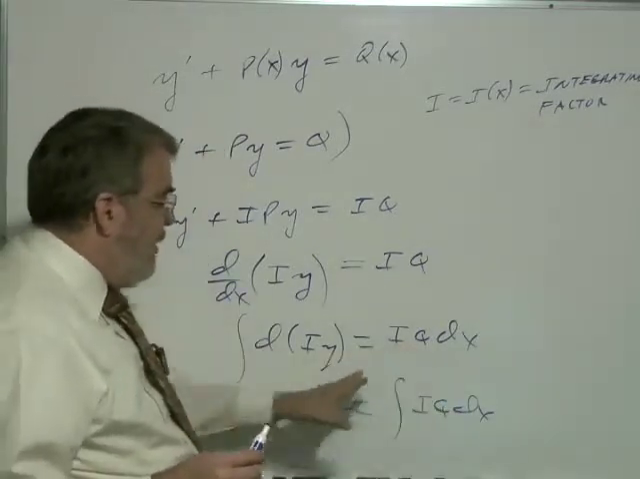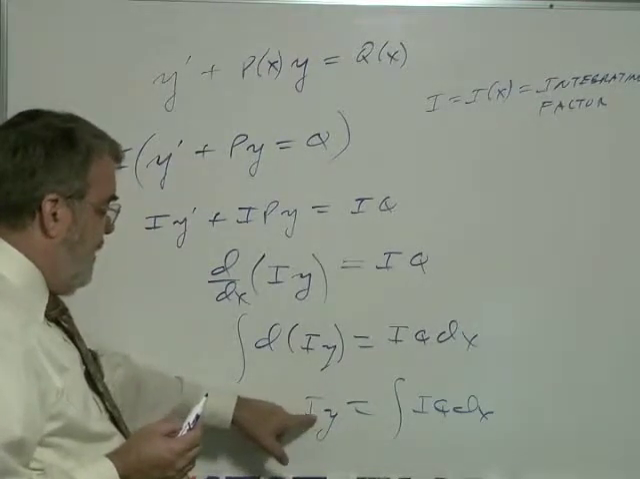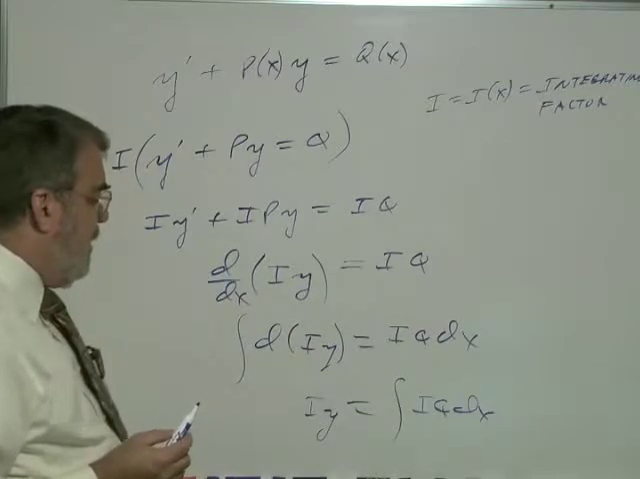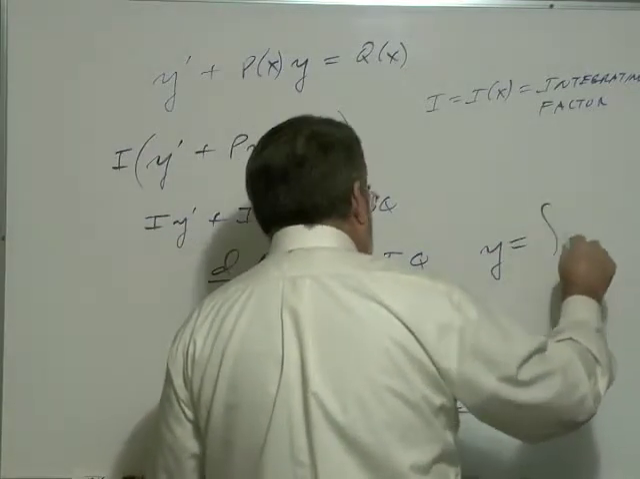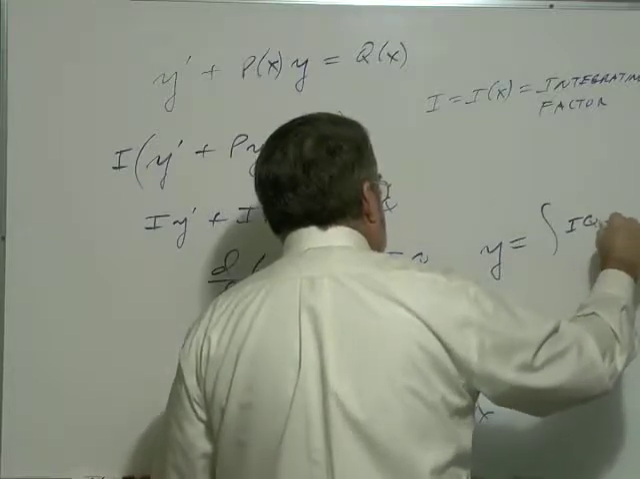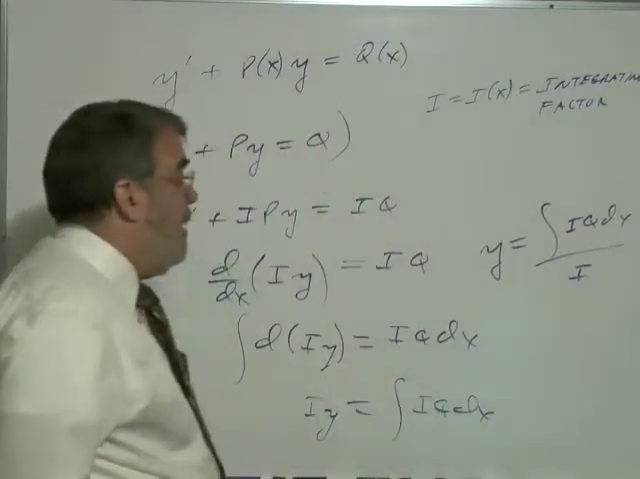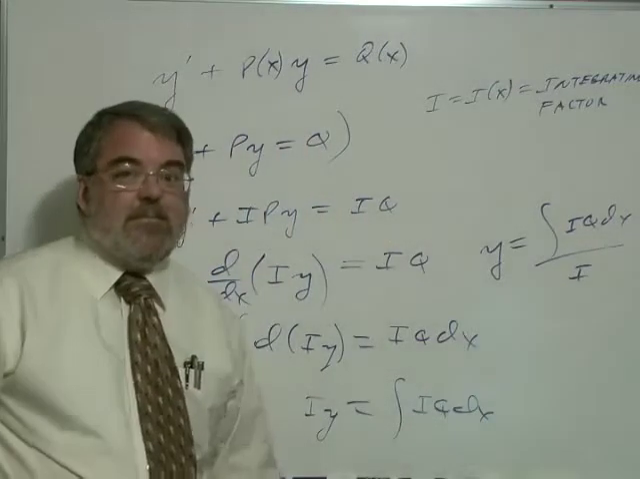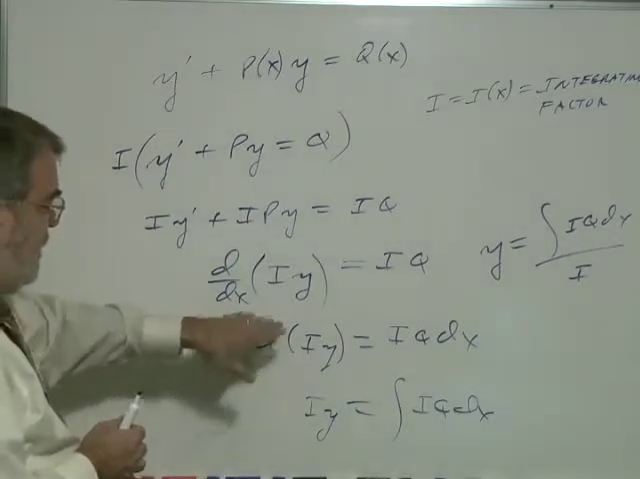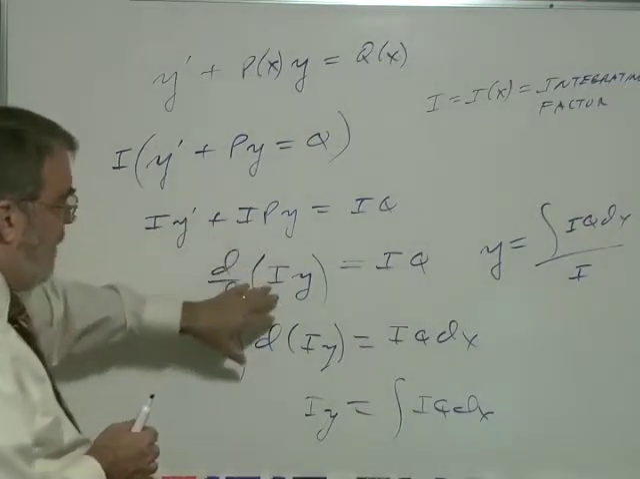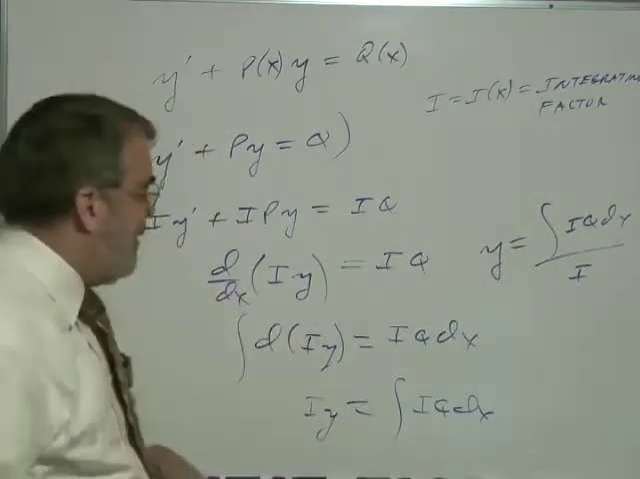So really it turned into a separable differential equation. And then we can finish by dividing by our integrating factor. So our solution would be y equal to the integral of the integrating factor times q dx, divided by the integrating factor. All right, well, that still doesn't get us there yet. We still don't know what that function has to be. But this is I think a pretty major leap, and someone had to think of this. Okay, I think this is pretty remarkable.